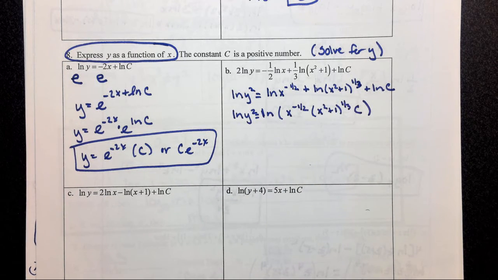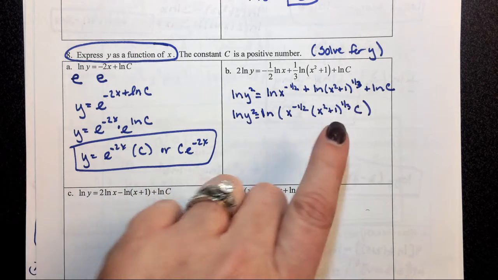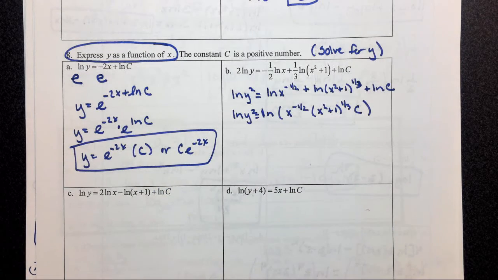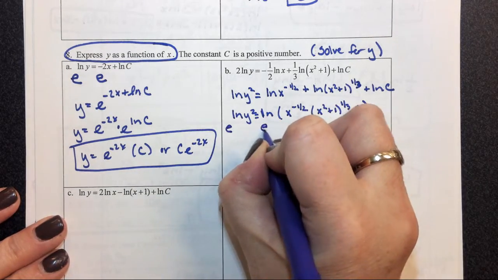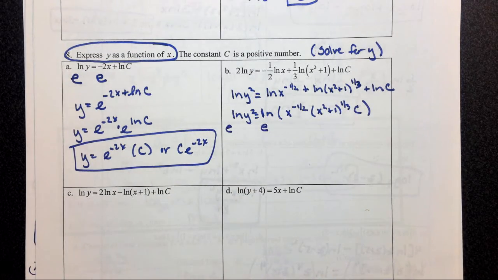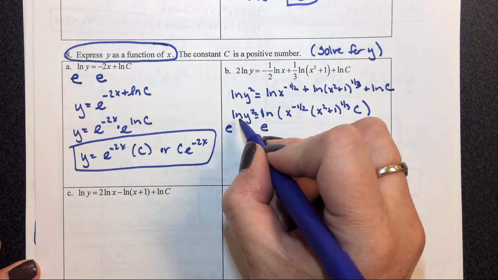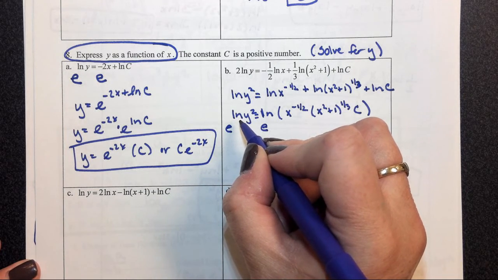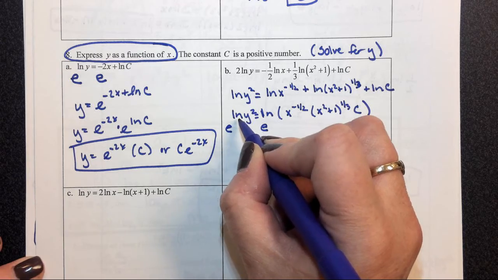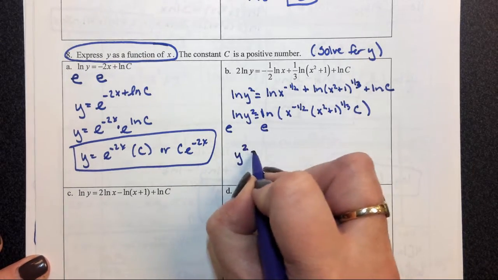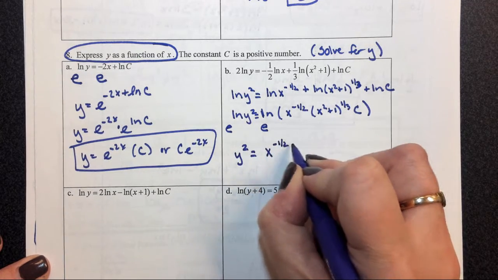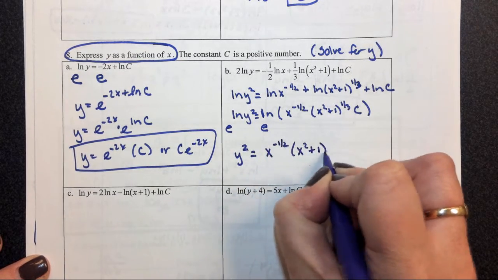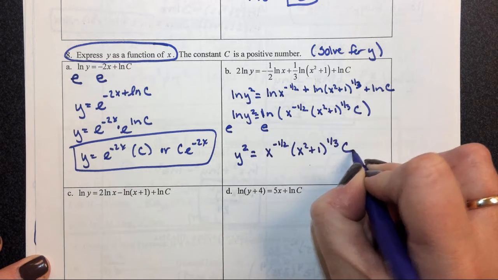So now that I have this condensed down to a single logarithm on the right-hand side and on the left-hand side, now I can do that exponentiating to the equation. I can raise both sides to the base of e. Well, e raised to the natural log is going to leave me with just what? E to the ln of y squared is just going to be y squared. E to the ln is going to leave you with x to the negative 1/2 times x squared plus 1 to the 1/3 times c.